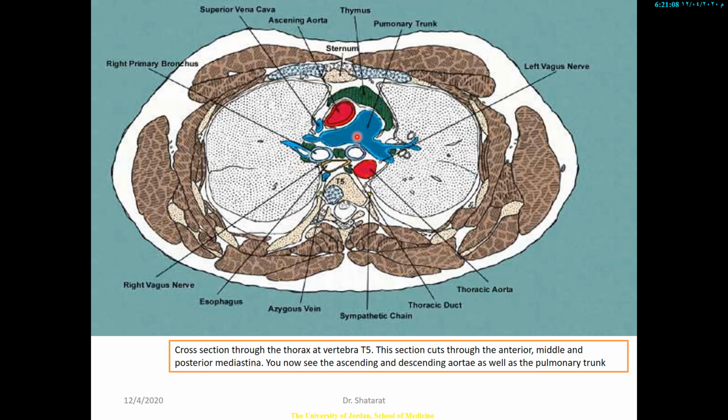Also, we would see at this level the descending aorta. It is always next to the vertebral column. The ascending aorta is not far away from the sternum. This is something to orient yourself. Here the thymus, but we are not interested in the thymus at this time. In the posterior mediastinum here, easily you can see, of course, the esophagus, and on the left side you can see here the descending aorta. Now, how would this appear on a CT scan?